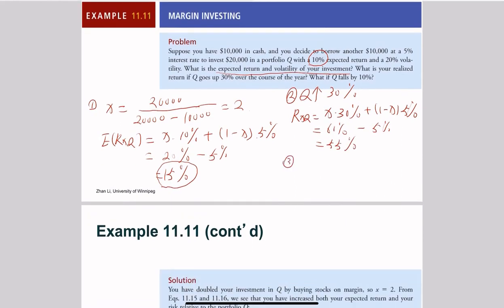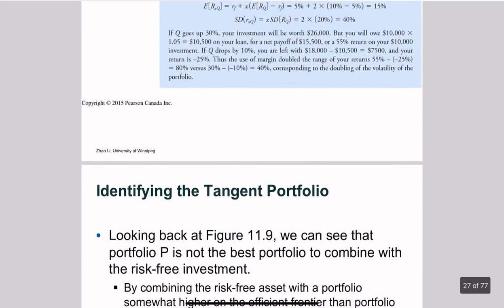And now the third one says, what if Q falls by 10%? Well, the calculation is very similar here, right? If Q decreases by 10%, then R_XQ equals 2 times minus 10% minus 1 times 5%. So this gives us minus 25%.